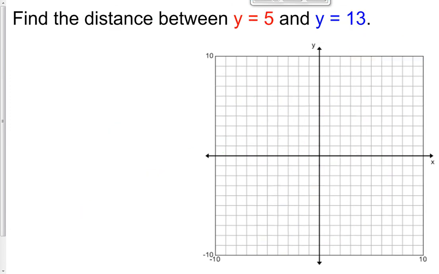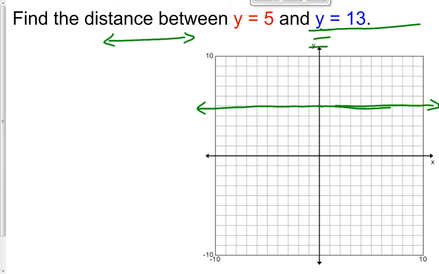We finish off with this one, and it's the easiest one of the day. What is the distance between these two parallel lines? Y equals 5 is a horizontal line. So we're just going to go up 1, 2, 3, 4, 5 units, and we're going to draw a horizontal line. We're also going to go to y equals 13 and draw another horizontal line, because y equals 13 is a horizontal line. So 10, 11, 12, 13. Here's the line y equals 13.